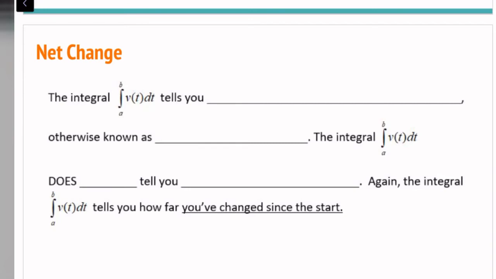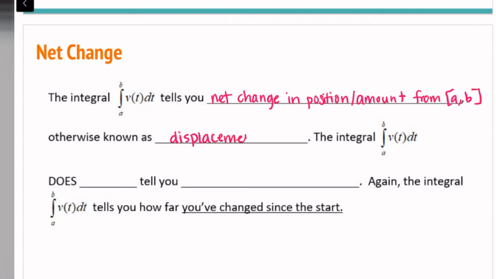So we've already talked about net change before. This is a little bit of a review, but remember, net change is the integral from a to b of v of t dt, and that is going to tell us the net change in, we'll say, position or amount, from A to B. So otherwise known as our displacement.